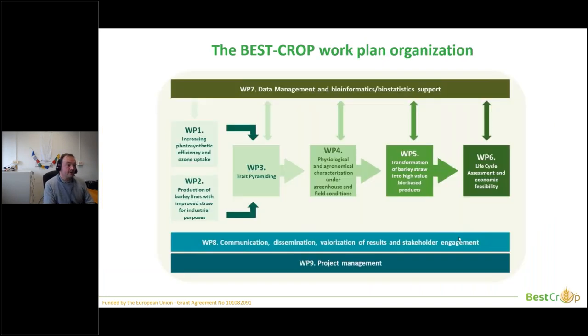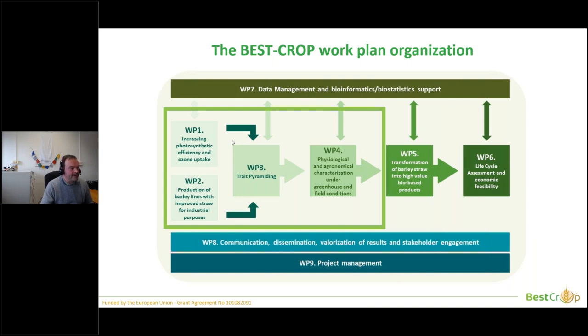The Best Crop work plan is organized in 9 work packages, and the first part, the first 4 work packages, are dedicated to the identification of barley lines with specific traits, to pyramiding together these traits, and to test the barley lines first under control condition, greenhouse condition, and later on bring a subset of them into the field and test their performance.